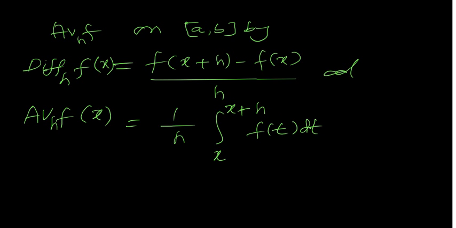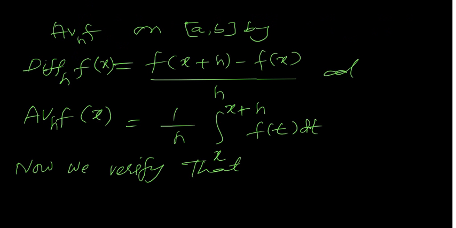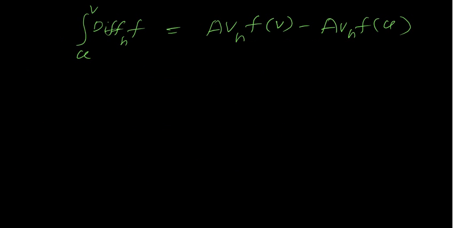Now we see a very interesting property. We apply the change of variable formula and verify that the integral from u to v of the divided difference of f is equal to the average value of f at v minus the average value of f at u. Let's name this equation 1.